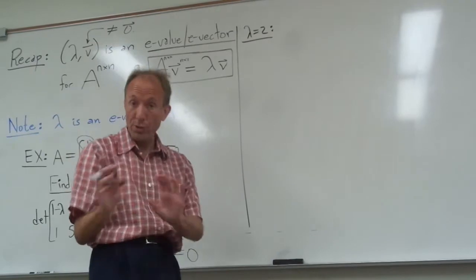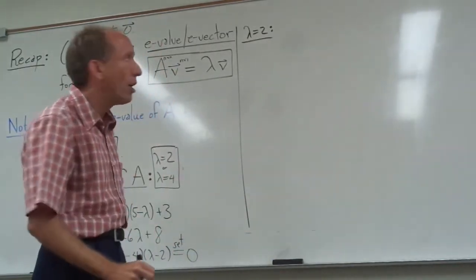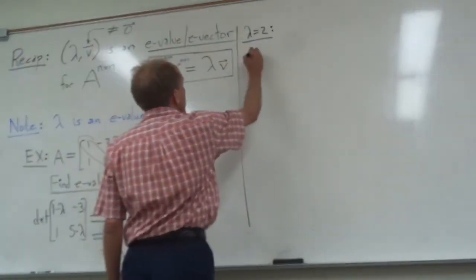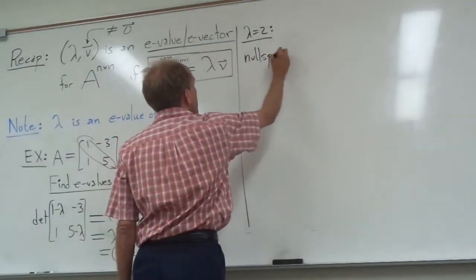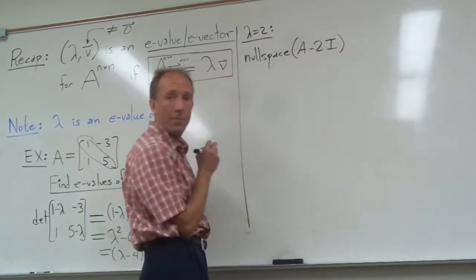There may be preferences as to which ones to do first or second, and I'm going to get into that a little later on. But let's just try lambda equals 2. So what are you going to do? You're going to try to figure out the null space of A minus 2I.